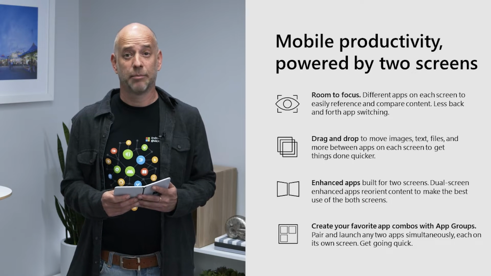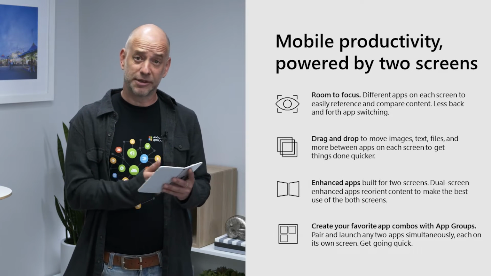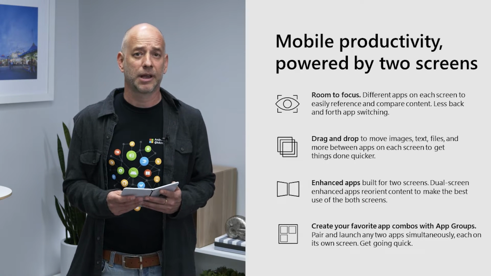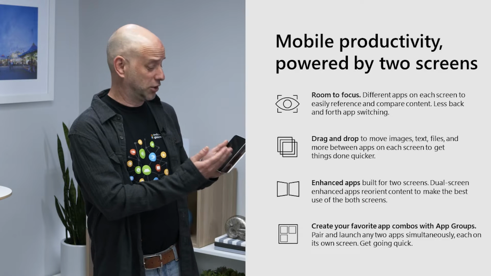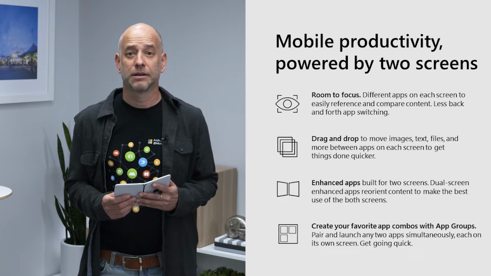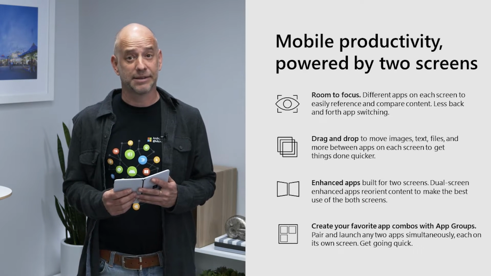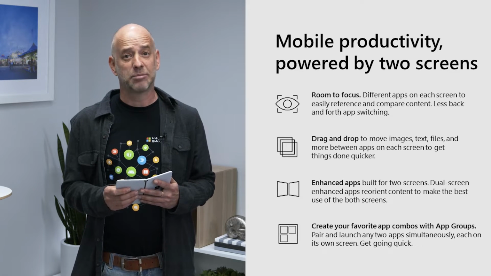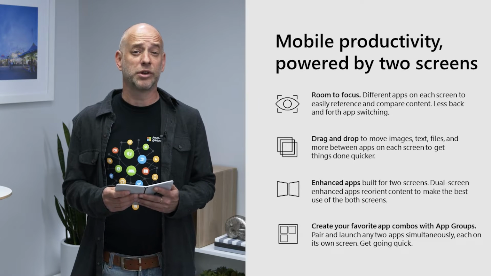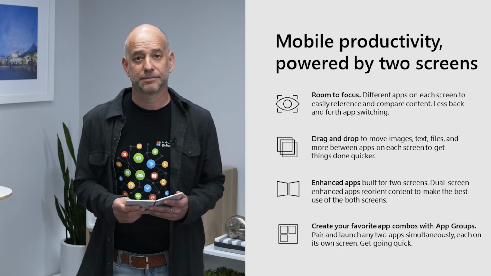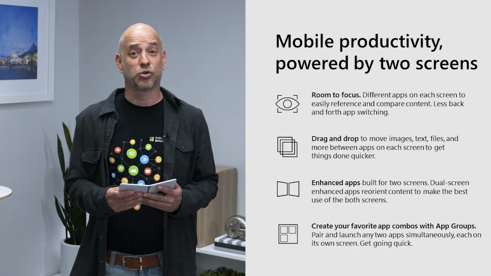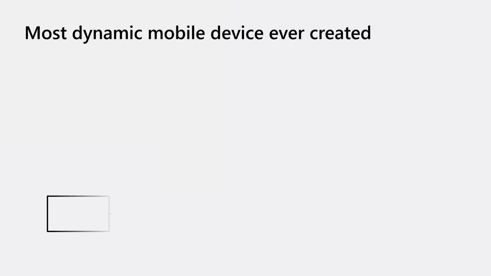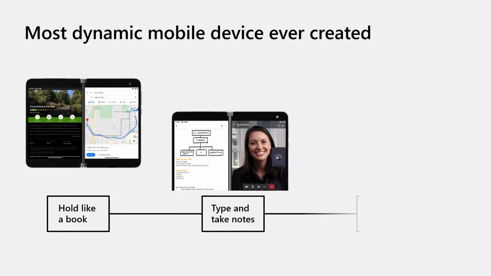On the software side, Microsoft Surface Duo allows you to run two apps side by side, giving you more room to focus and less context switching between apps. You can easily drag and drop content between two apps and across the two screens. Many apps are already enhanced, meaning they are optimized to utilize both screens. These apps have more screen real estate and more opportunities to interact with users. App Groups allows you to launch two apps at the same time, one on the left pane and one on the right pane. The hinge allows flexibility for many postures.